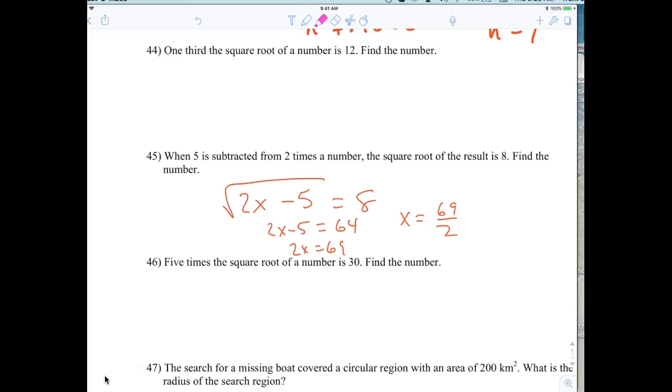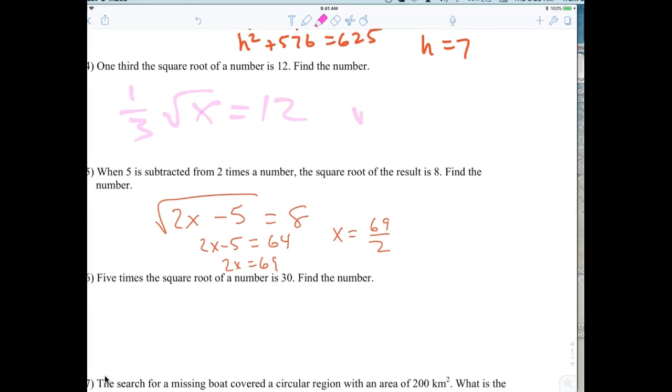One third the square root of a number is 12. Right? So now isolate. I have to get rid of the one third. So the square root of x is equal to what? 36. And now square both sides. 1296. Is that correct? Everybody okay with that? Yep. All right.